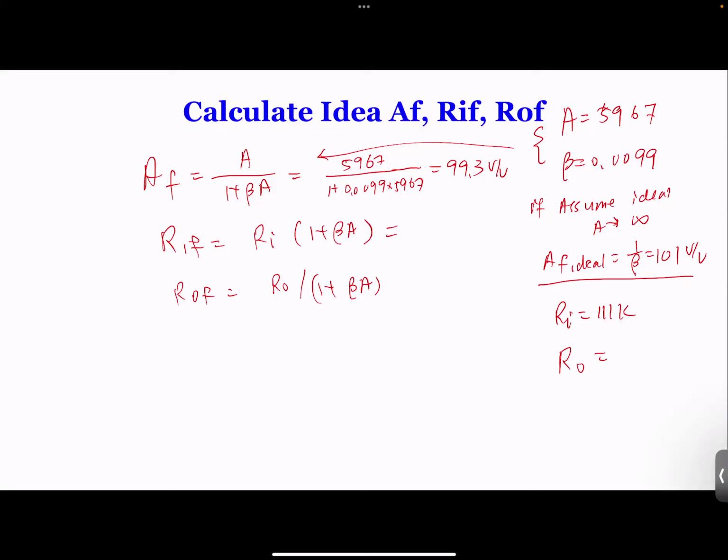So now we can plug in here to get our RIF, which is 1 plus beta times A, and then times Ri. We got roughly 6.66 megohm, which is a significantly larger increase. It's almost like 10 times would be 1 meg, so it's a 60 times increase of the impedance. And ROF apparently will be reduced to a much smaller number, which is 11 ohms.